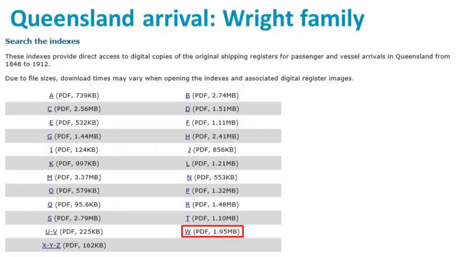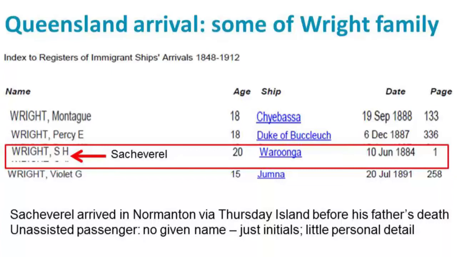When you scroll down the page of that index, you come to the listings by alphabet, and what we want is the letter W. So the first Wright to arrive in Australia was actually Cheverell. He arrived in Normanton via Thursday Island, and he arrived before his father's death, so he arrived in 1884. He was an unassisted passenger, so there's no given name, just initials.